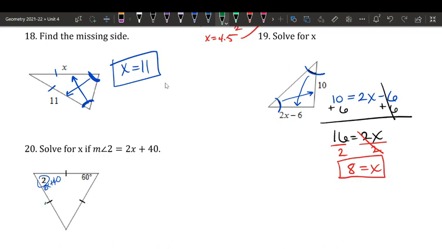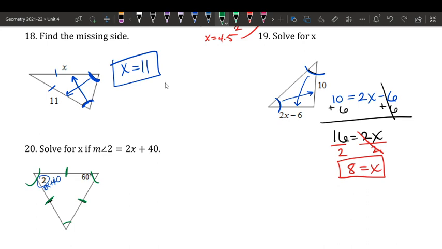I see that three sides are the same. This side's the same as this side, so it's equilateral if all the sides are the same. And if all the sides are the same, then all the angles are the same. So it's equiangular. And equiangular triangles means that they are all 60 degrees. 180 divided by 3 is 60.